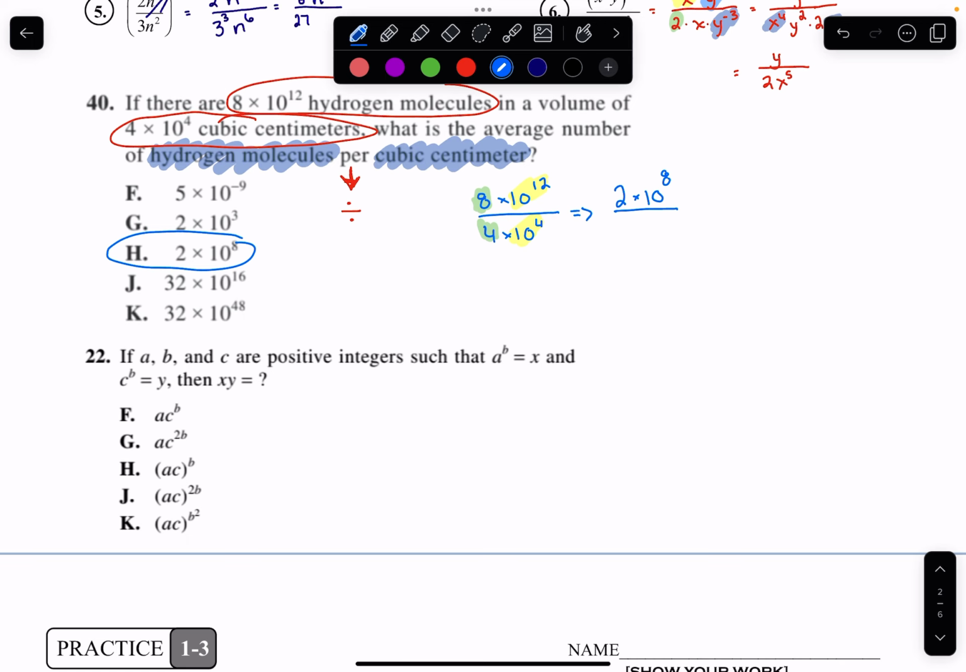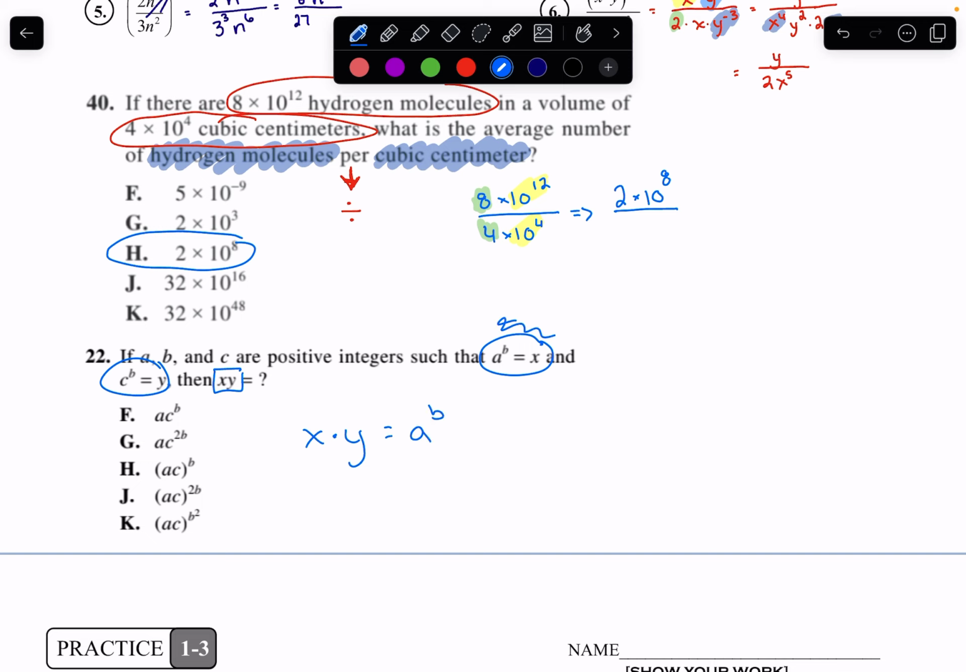Okay, if A, B, and C are positive integers, A^B is equal to X, C^B is equal to Y, what is x times y? So it wants me to take x and times y. Well, x is right here. It's a to the b power. Y is over here. It's c to the b power. But this does not match any of my letters over here. None of these match what I've got. So I need to simplify it a little bit more.